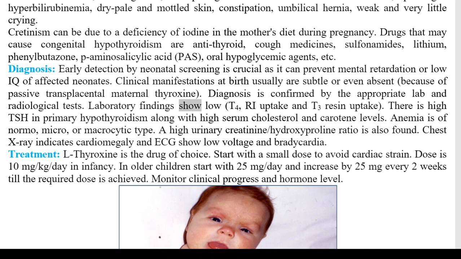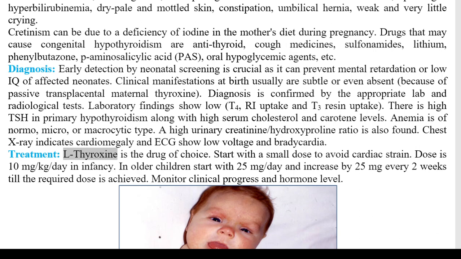Laboratory findings show low T4, RI uptake and T3 resin uptake. There is high TSH in primary hypothyroidism, along with high serum cholesterol and carotene levels. Anemia is of normocytic, microcytic, or macrocytic type. A high urinary creatinine/hydroxyproline ratio is also found. Chest X-ray indicates cardiomegaly and ECG shows low voltage and bradycardia.